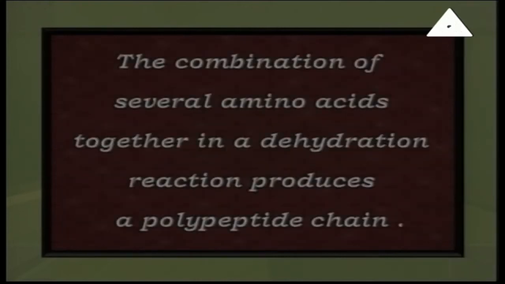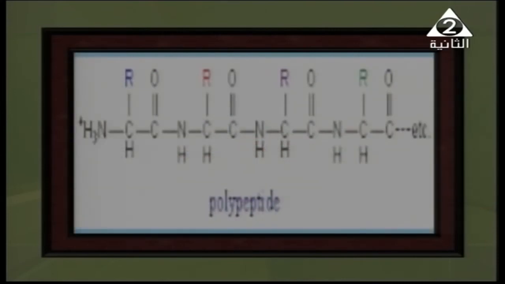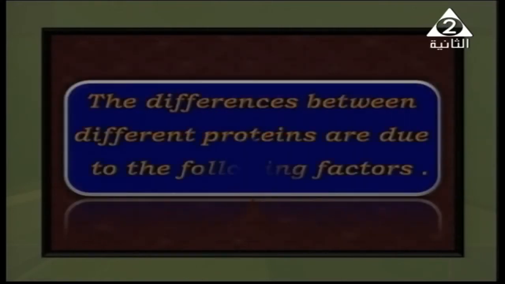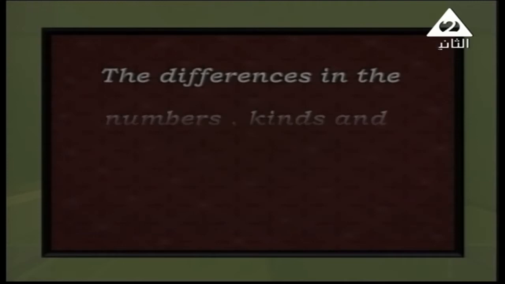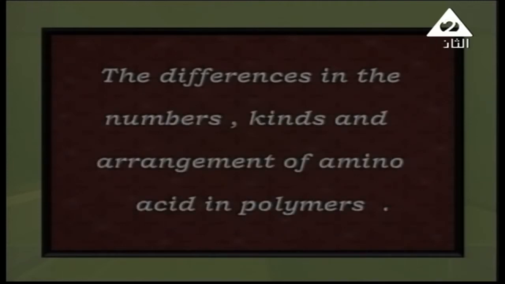The combination of several amino acids together in a dehydration reaction also produces a polypeptide chain. And this figure represents the combination of several amino acids together forming a polypeptide chain. We have 20 types of amino acids, and the differences between different proteins are due to the following factors. Number one, the differences in the numbers, kinds, and arrangement of amino acids in polymers.